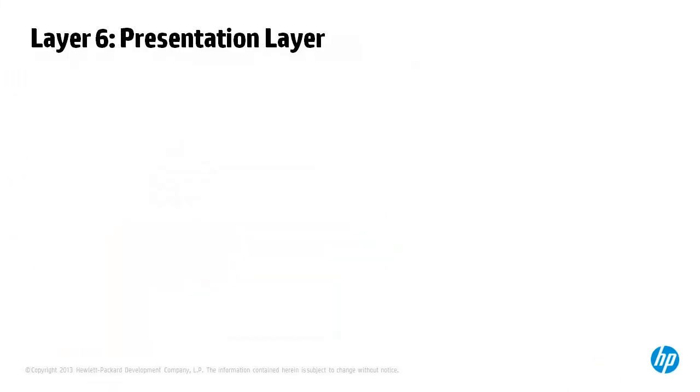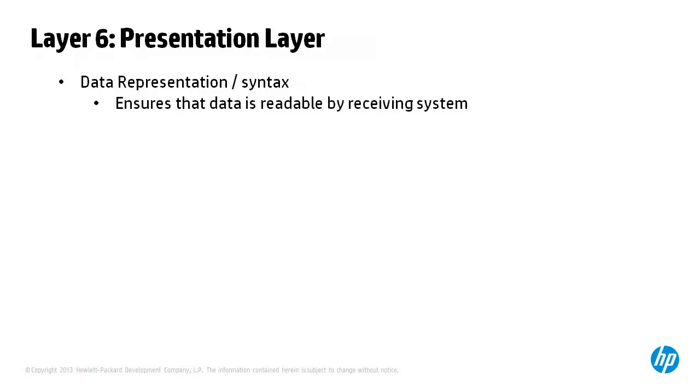Layer 6, or the presentation layer, is concerned with the actual format that data is presented in. In other words, we're looking at data representation or syntax. The presentation layer ensures that data sent by one application can successfully be read by another application. So we need to ensure that the receiving system can understand the data, in other words, that it's readable.